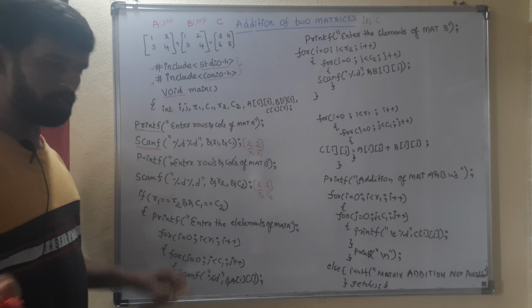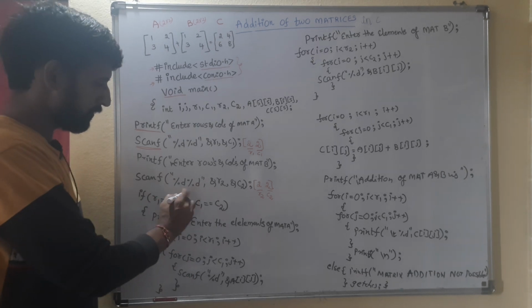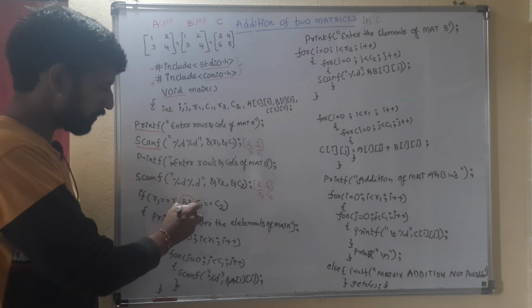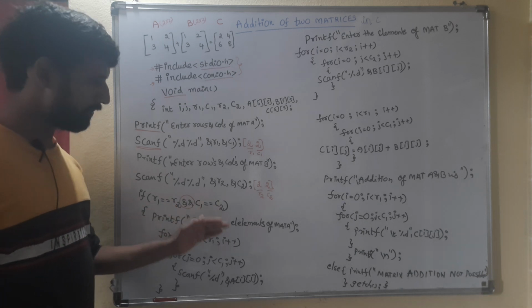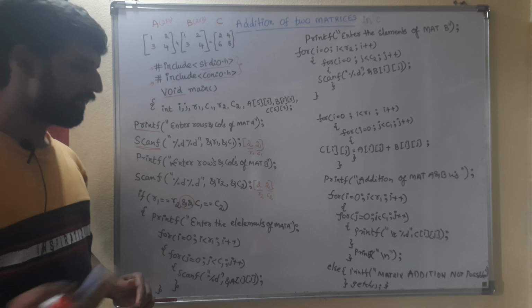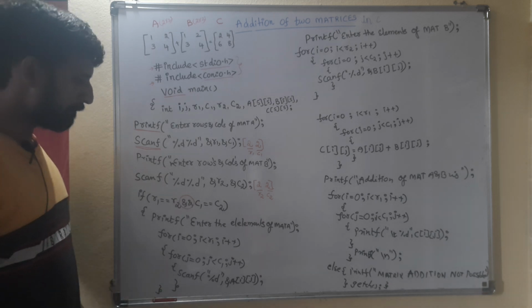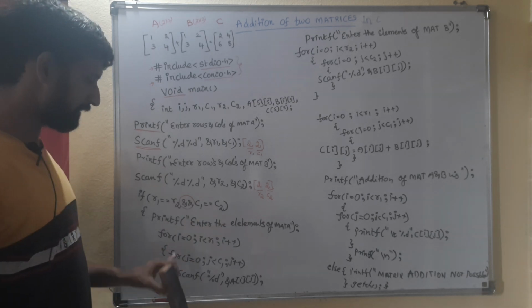R1 is equal to R2, C1 equal to C2, and we have here AND. So what is the purpose of AND? When both statements are true, then only the following statements will be executed. Now you see printf, enter the elements of matrix A.